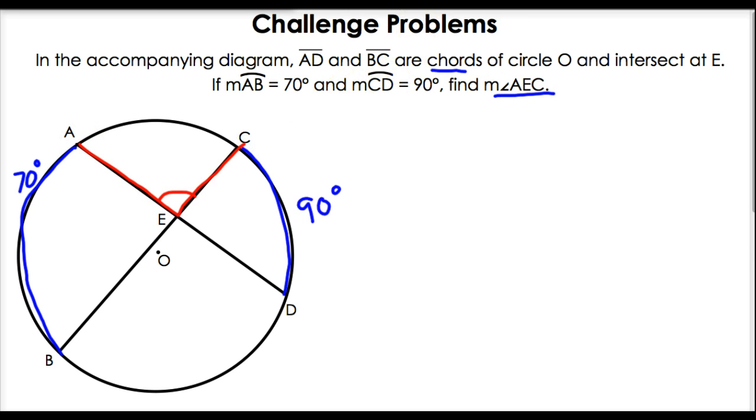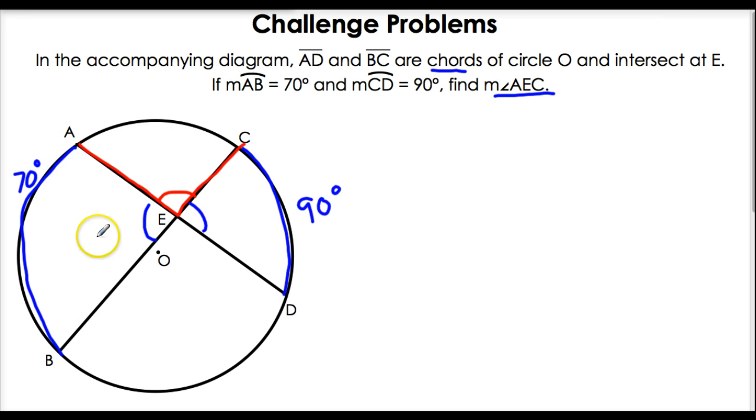AEC. Now here's the problem. I can't just add these and get this angle, right? Because arc AC is not my intercepted arc. I could either find this angle or this angle. So let's start with that, okay? Because that's all I can do right here. I can't find this angle directly because I don't know what it is, and I don't know what these two arcs are.